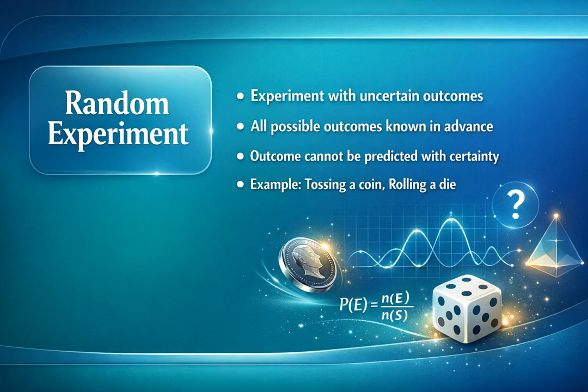A random experiment has uncertain outcomes. We know all possible outcomes in advance, but cannot predict which specific outcome will occur. Examples include tossing a coin, rolling a die, or drawing a card from a deck. Each trial of the experiment produces one outcome from the set of all possibilities.